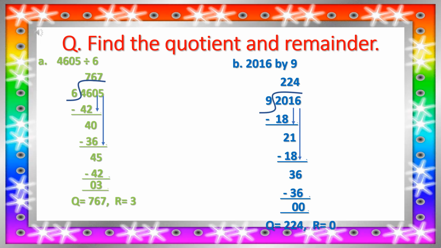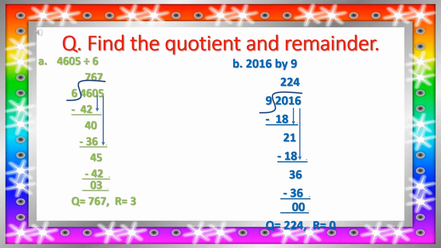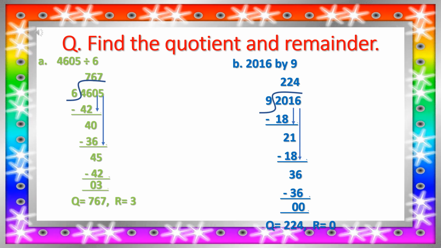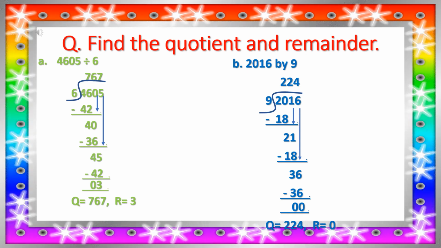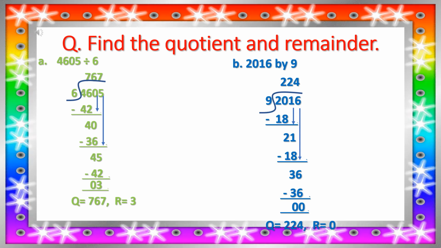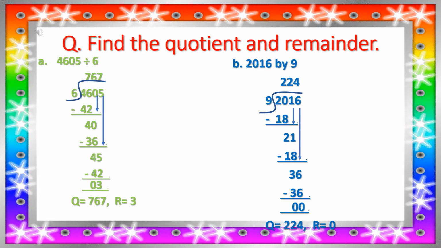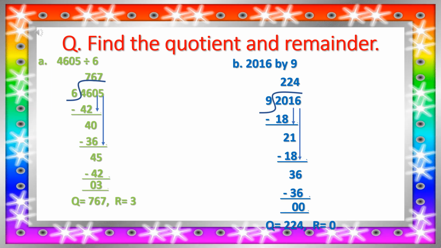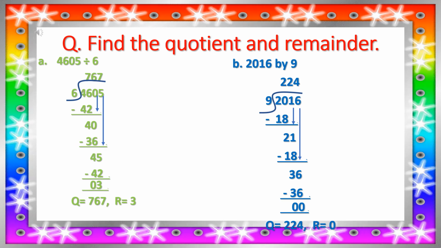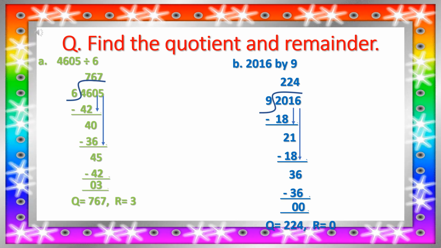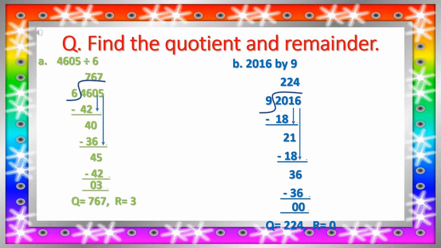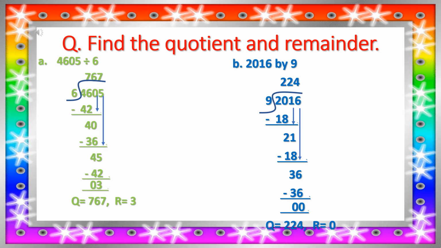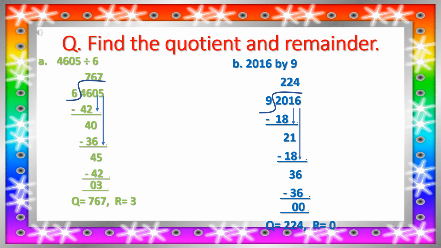Now B part is 2016 divided by 9. Now 9 and 2016 will be written as shown in the slide. Now we will try to divide 2 by 9. But it is not possible because 2 is smaller and 9 is bigger. So we will take 2 and 0 together. So it will become 20. Now 9 2s are 18. 2 will be written above 0 and 18 will be written under 20. Now 20 minus 18 is 2. And we will bring down 1. So it will become 21.